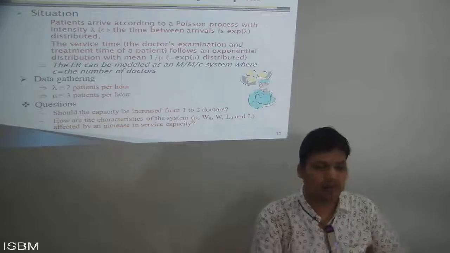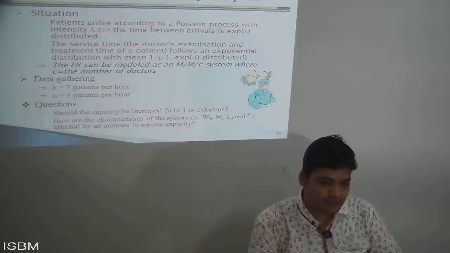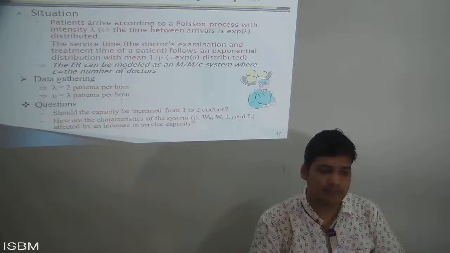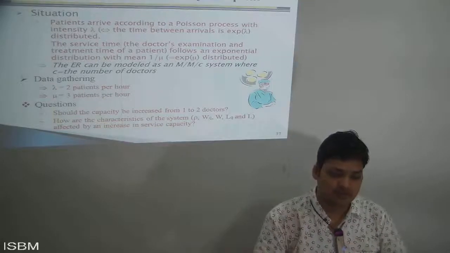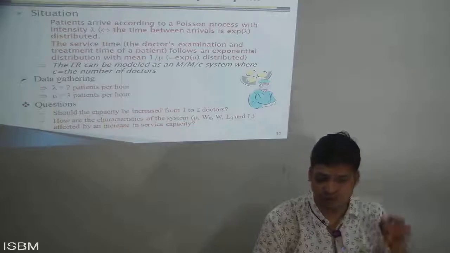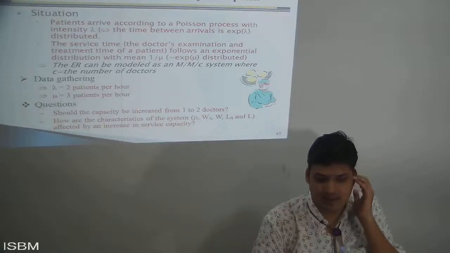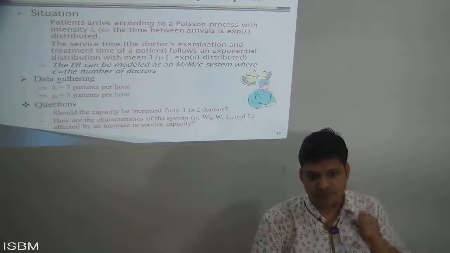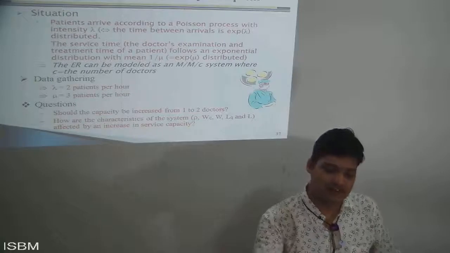The ER can be modeled as an M/M/C system where C is the number of doctors. Data gathering: lambda is equal to 2 patients per hour and mu is equal to 3 patients per hour. There is a question: should the capacity be increased from 1 to 2 doctors, and how are the characteristics of the system, lambda, WQ, W, LQ and L, affected by increasing the service capacity?